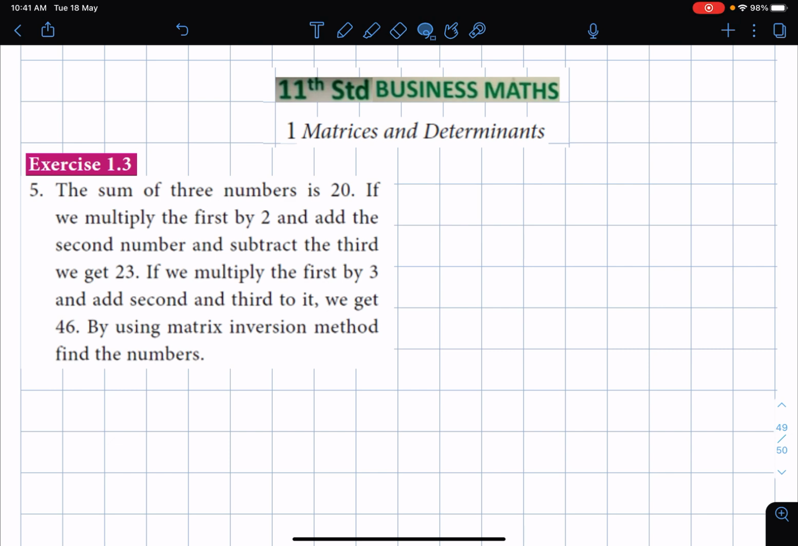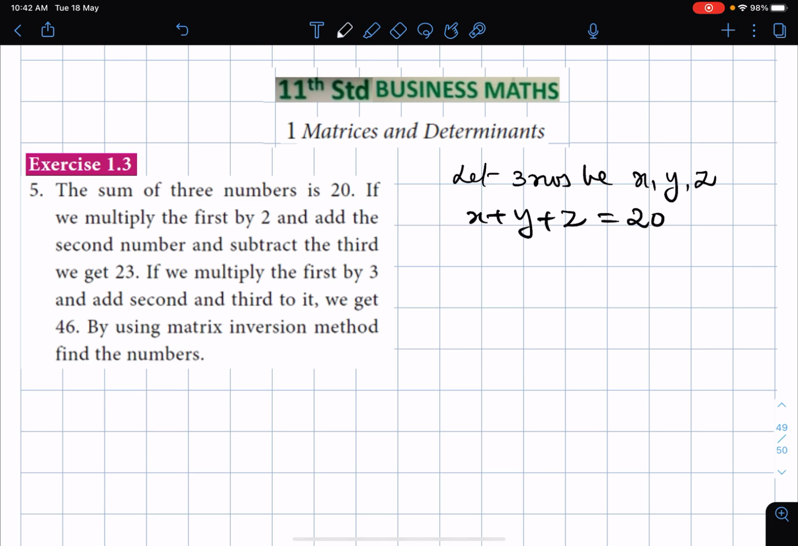In exercise 1.3 sum number 5, the sum of three numbers is 20. So first we are assuming let the three numbers be x, y and z. Again three unknowns and a word problem, and the first equation sum is 3. So x plus y plus z equal to 20. This is going to be your first equation.